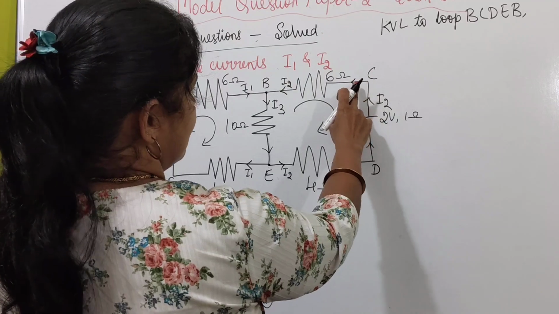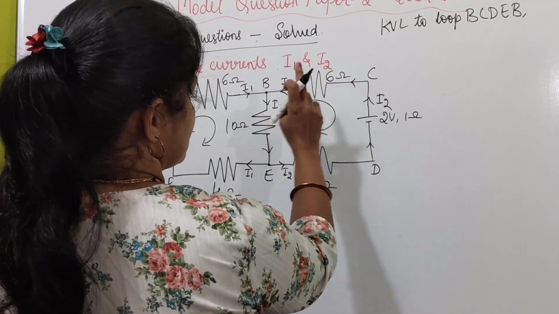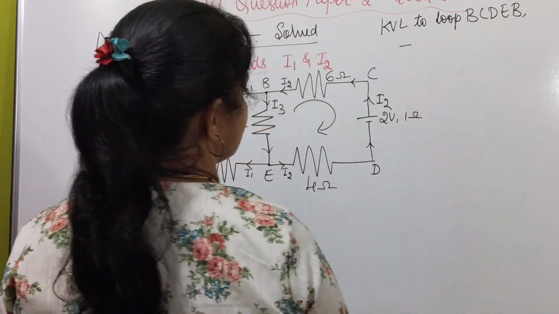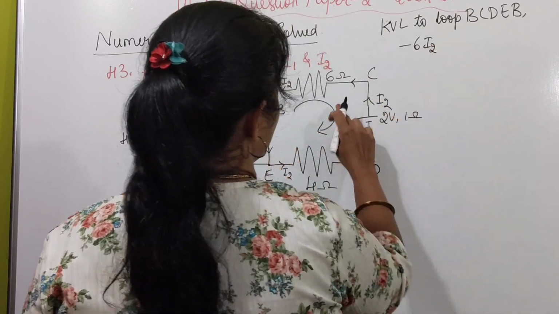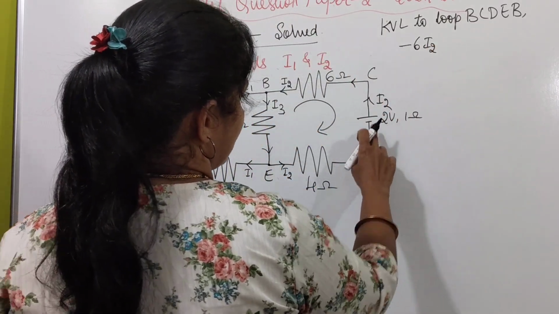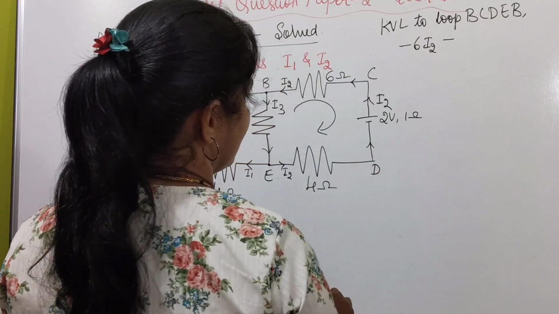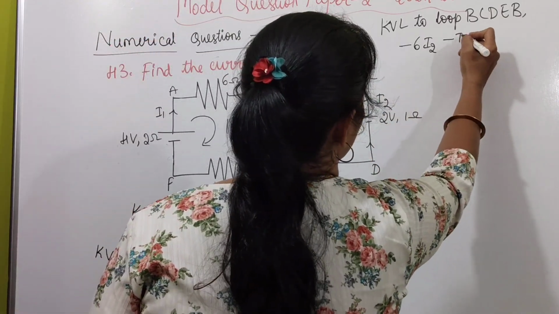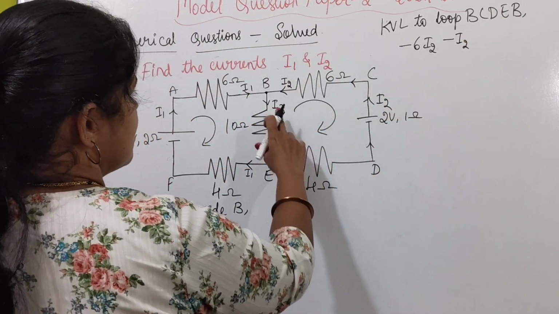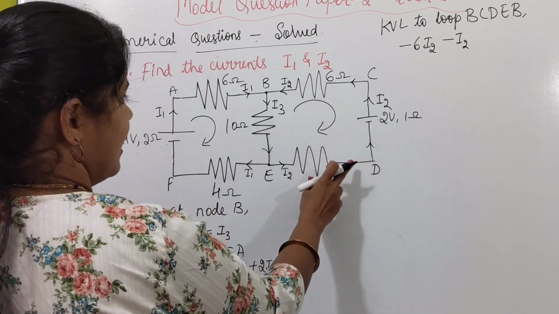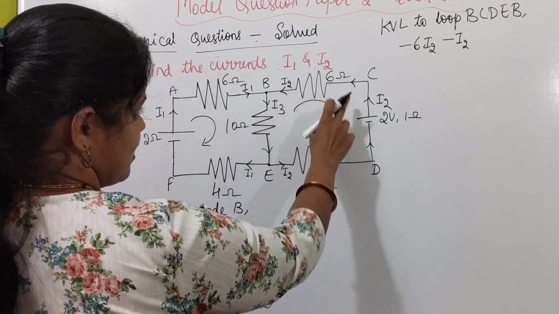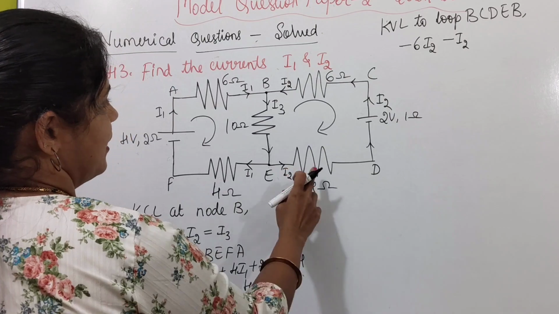So B to C, the current is going in the opposite direction, so the IR product is negative. So 6 I2, minus 6 I2. Again we are going down but the current is up, so the IR product is negative. So 1 times I2. So in this loop, the IR product is negative because the current direction and the traverse are opposite. That's why it is negative.